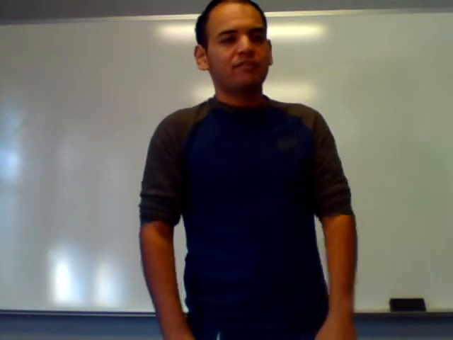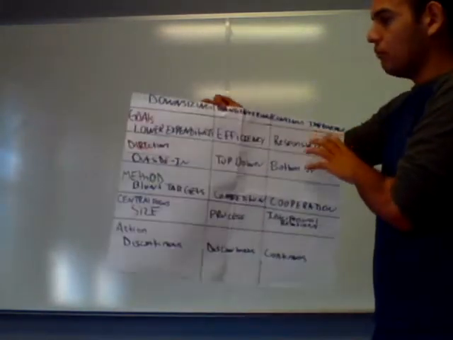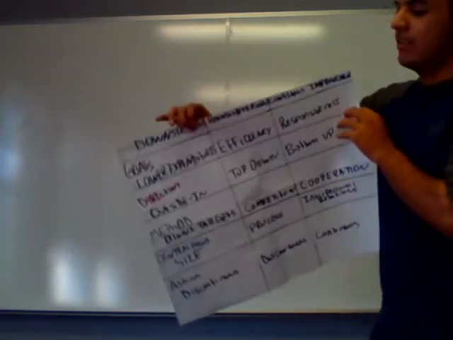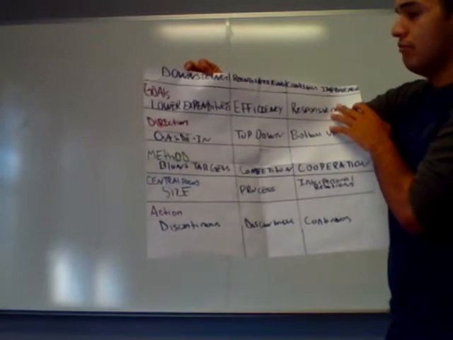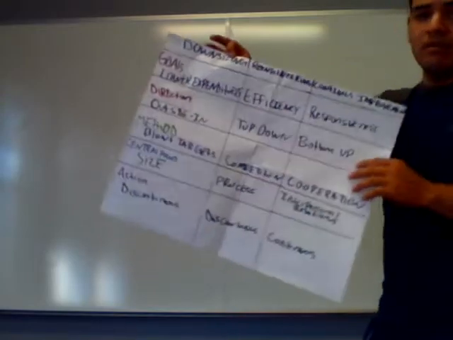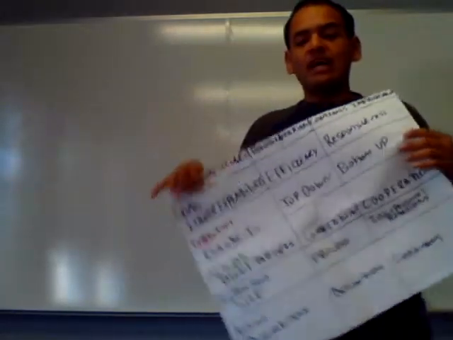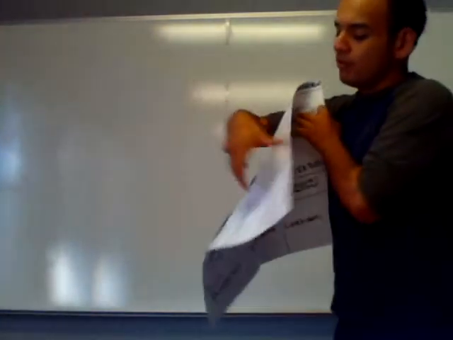Okay, so let's break it down. I already talked about all three of these, but let's go over them again. I made this chart about the three different types of reform. I don't know if you can see it. It's downsizing, reengineering, and continuous improvement. And I listed them by goals, direction, method, central focus, and action. You can find this in your book, but I thought it was really neat, and I just thought I'd point out to you the different aspects of the different types of reform.